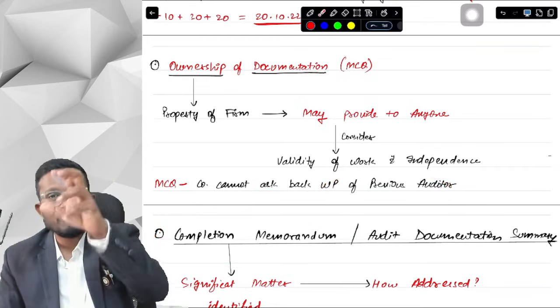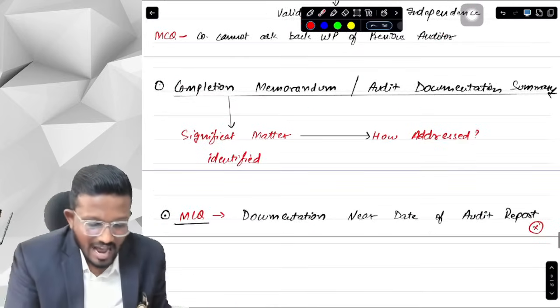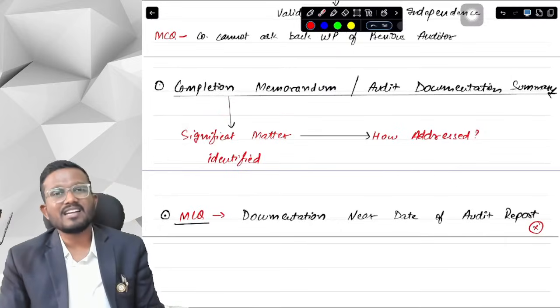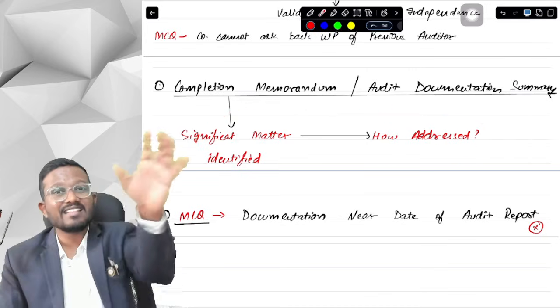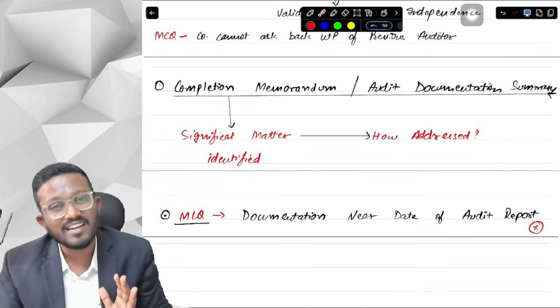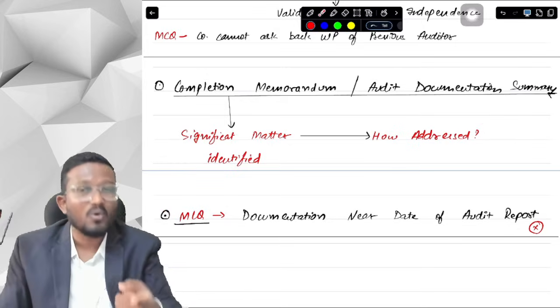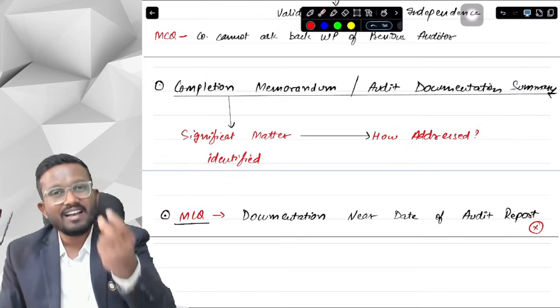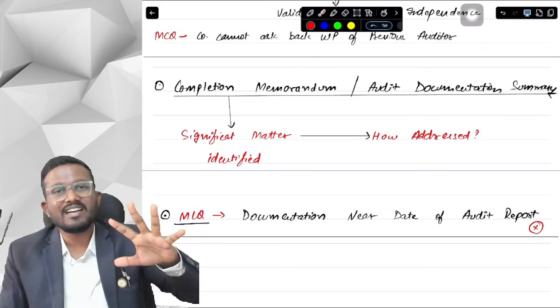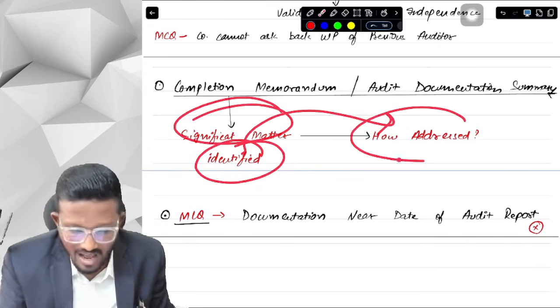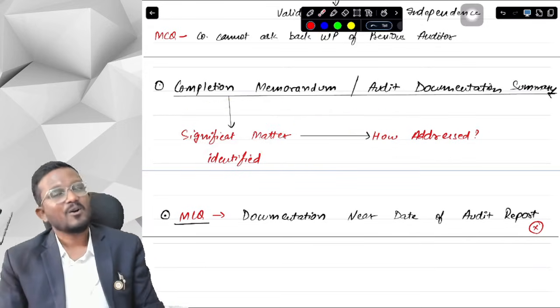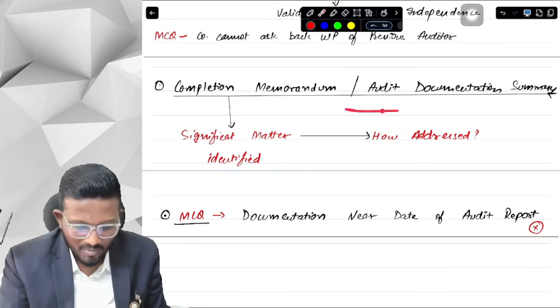In this completion memorandum and audit documentation summary, we identify all the significant matters that we identified in the audit and how we addressed those significant matters. We write that in our audit documentation summary. Why sir? Because if anyone wants to review that particular audit engagement, then he can directly get an overview of what significant matters were identified and how we addressed them. That's why we prepare an audit documentation summary.